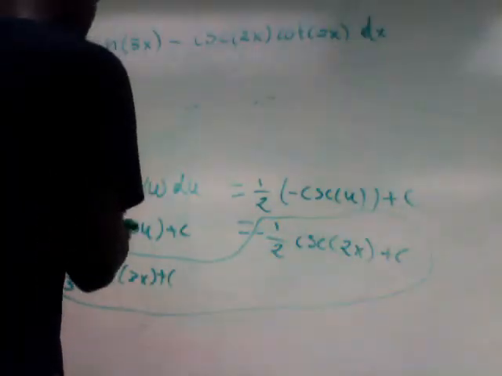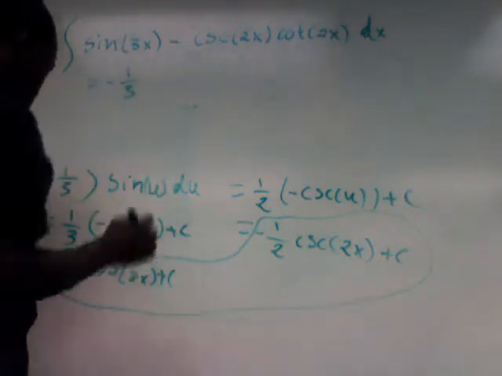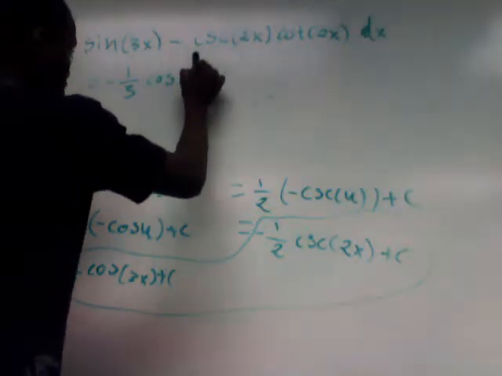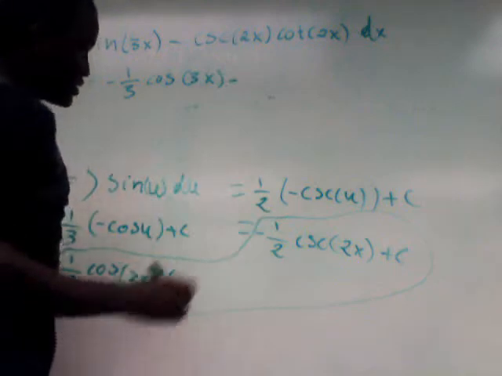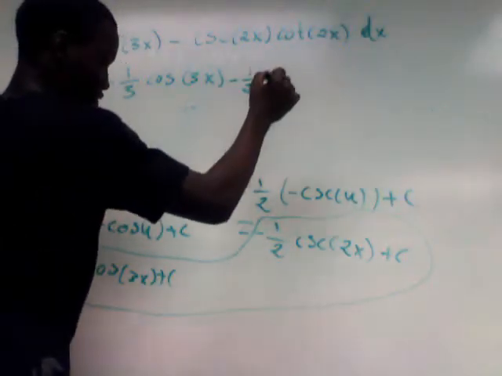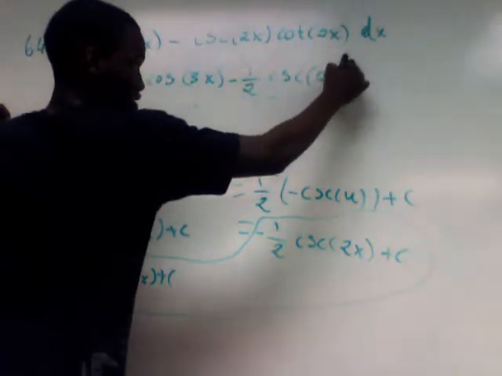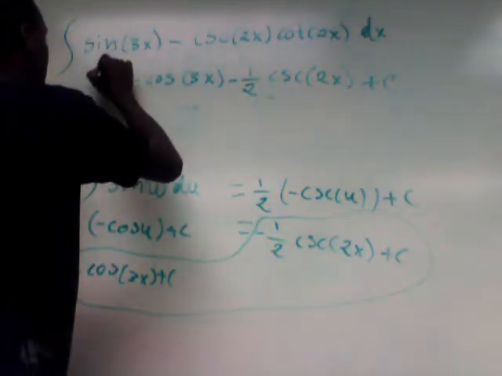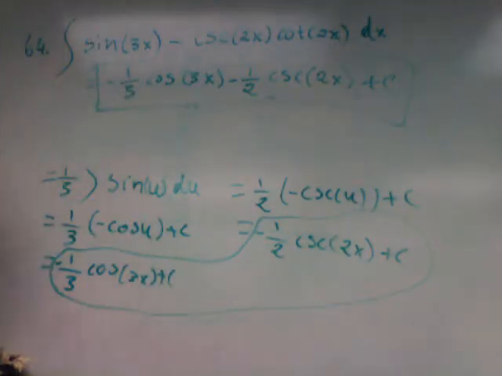So what you end up with as your final answer is negative 1/3 of cosine 3x minus 1/2 of cosecant 2x plus c. And this is your final answer, right?